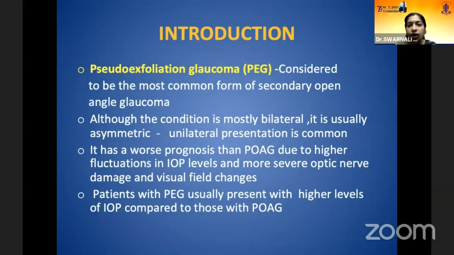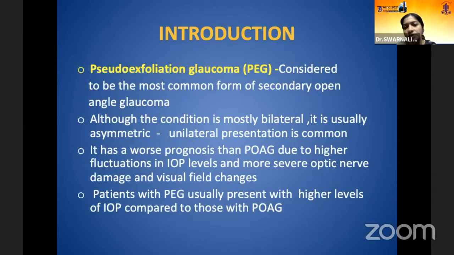Now coming to pseudoexfoliation glaucoma, it is considered to be the most common form of secondary open angle glaucoma. Although the condition is mostly bilateral, it is usually asymmetric, and that's why unilateral presentation is common. It has been found to have a worse prognosis than POAG due to higher fluctuations in intraocular pressures and a more severe optic nerve damage and visual field changes.